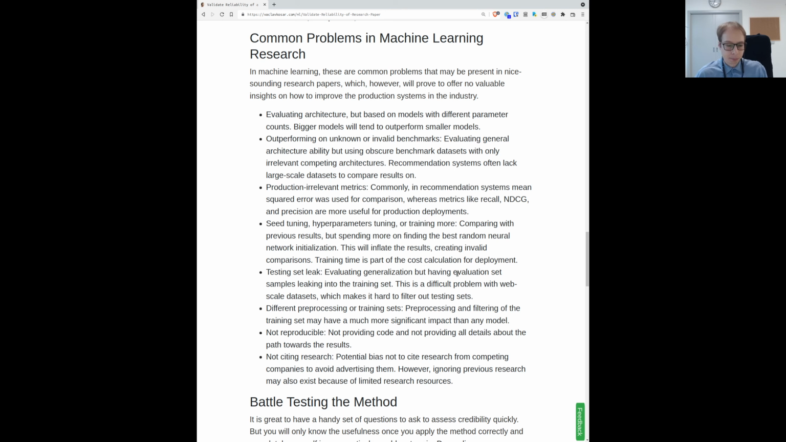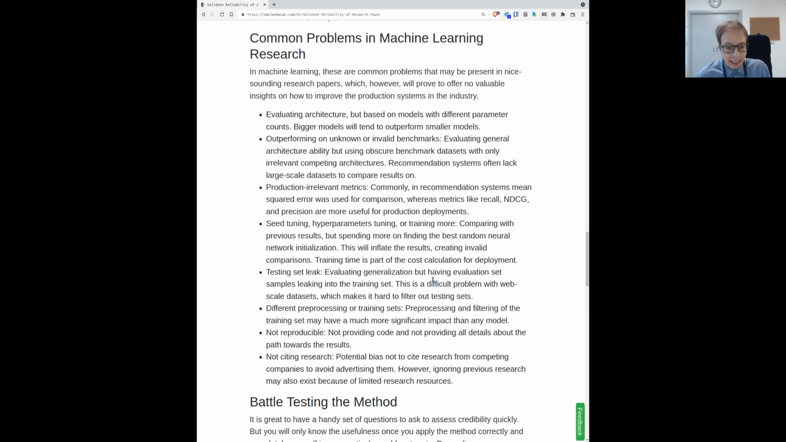Then another problem is that the new paper maybe doesn't have a better architecture, but they did so much seed tuning, so much hyperparameter tuning and training, that they will simply outperform the other papers by spending more on training the better neural network. And maybe their architecture is not actually better, and the training time is actually something that's going to be important in production also, and it may be a little bit obscured.